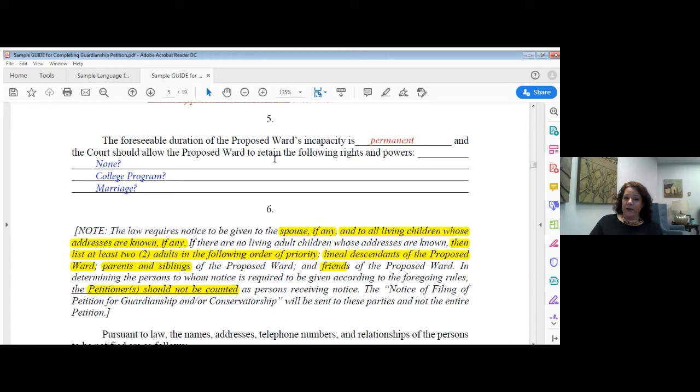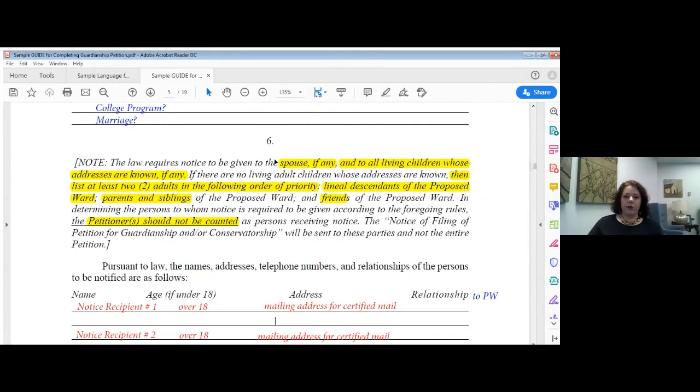When we know that a post-secondary college program might be on the table, we do want to look into that and then find out from that educational institution, are there any rights that this student needs to retain? And if so, you can just put them in there, and the court will, knock on wood, in my experience, absolutely let the ward retain those rights, because they're thrilled that the ward's going to be participating in a program like that.